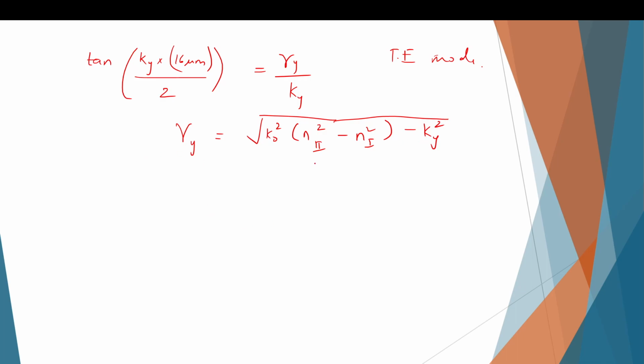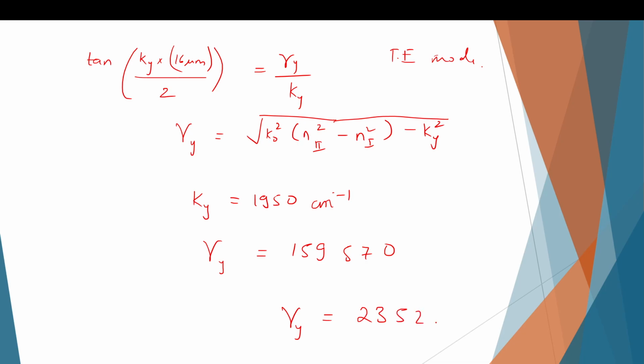And for the fundamental mode, the kappa y will come out to be 1950 centimeter inverse. Sorry. And the gamma y, at least it came for me as 159570. So this is way greater than the gamma y that we had got in case of silicon germanium refractive index as 3.5 something. In the class we had got the gamma y to be 2352 centimeter inverse.